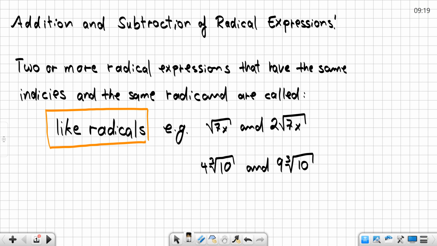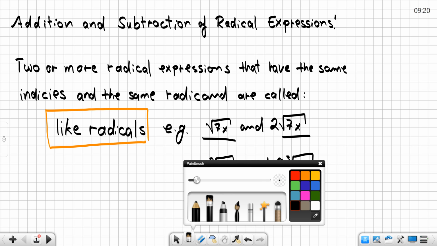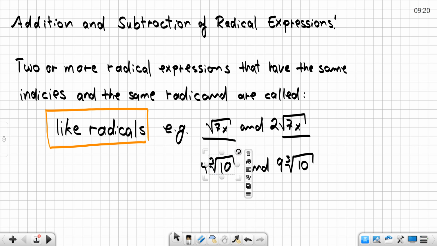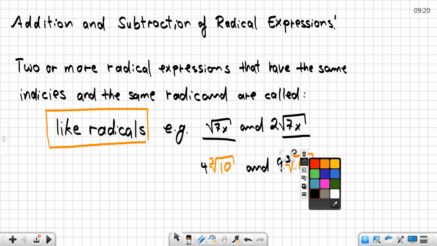These are like radical terms because in both cases there is a square root and the radicand is 7x. 4 cubic roots of 10 and 9 cubic roots of 10, both are like radical terms because you can see here that this is the cubic root of 10 and here this is also the cubic root of 10.